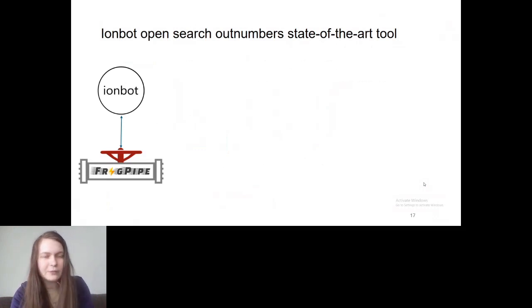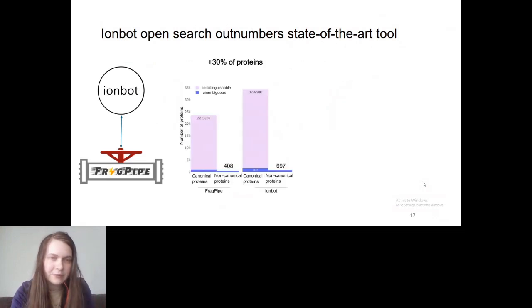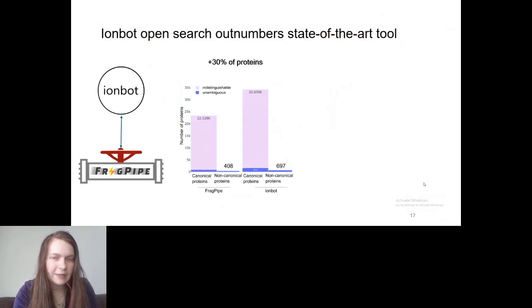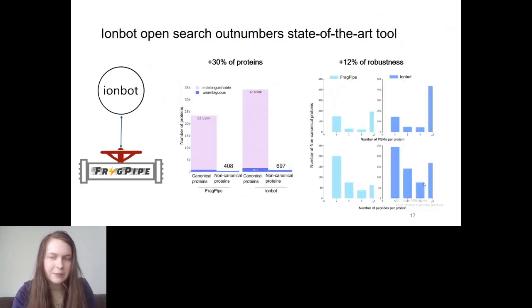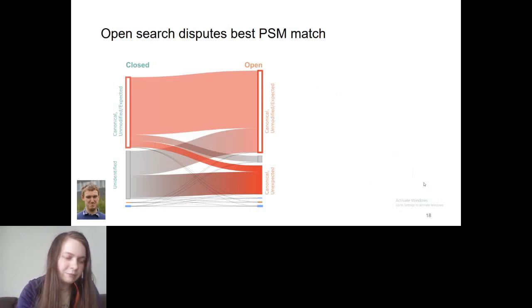We compared IonBot to the popular FragPipe tool with hybrid filtering, and identified that IonBot offers a 30% gain in protein identifications and 12% more PSMs and peptides per non-canonical protein. Open search increases the identification rate of closed search by 60%, which is expected, but also most of the new spectra are matching the canonical peptides.